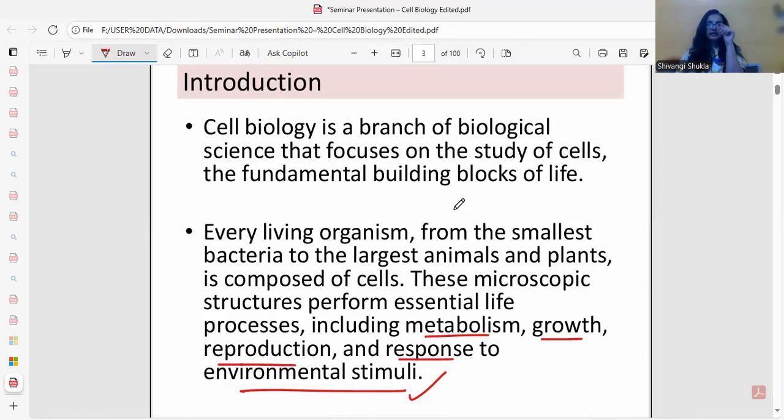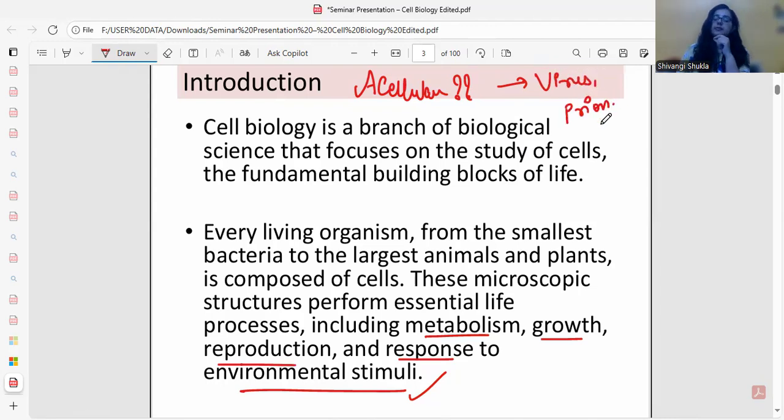The other thing is that if anything is acellular, will we call that living? And do we have any acellular organism? The answer is yes. An acellular organism, I can say, is a virus, it can be a prion, it can be a viroid. All these things are merely aggregates of biomolecules, but they do not form a complete cell. And that is why we categorize them as a borderline between living and non-living.